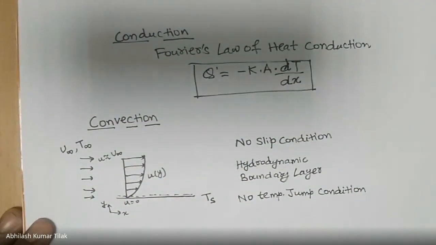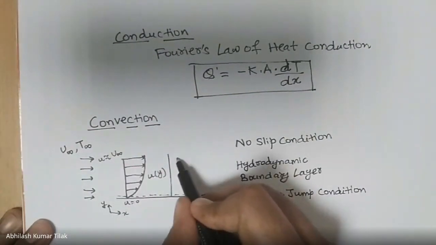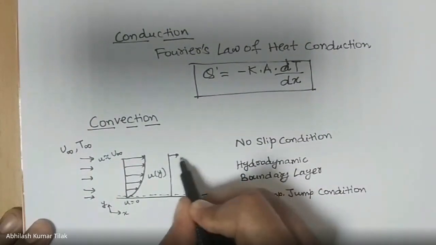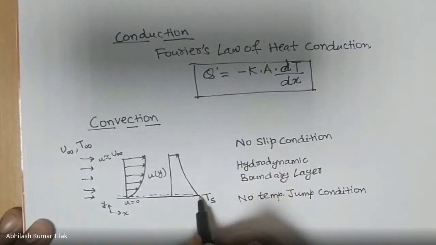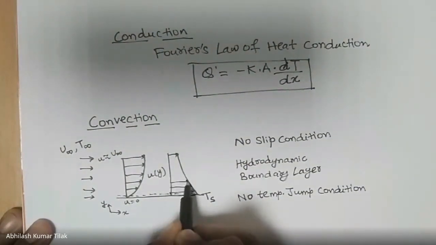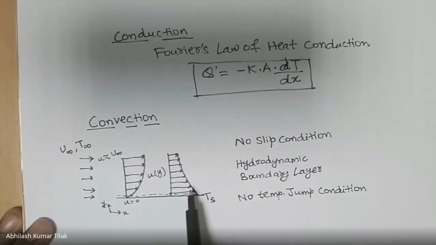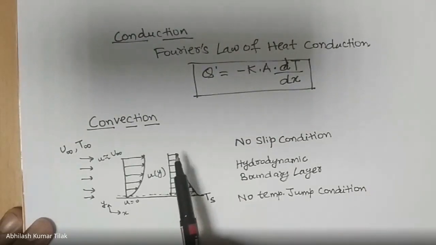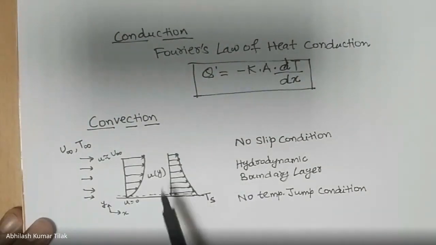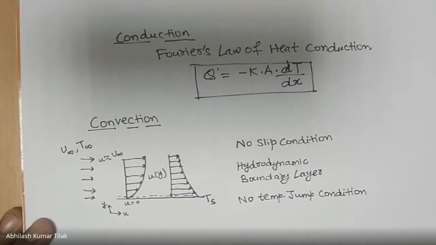If you draw a temperature profile here, there will be a temperature profile having temperature Ts close to the surface and T infinity where there is no existence of the boundary layer. So there is a formation of a boundary layer where the temperature is varying.